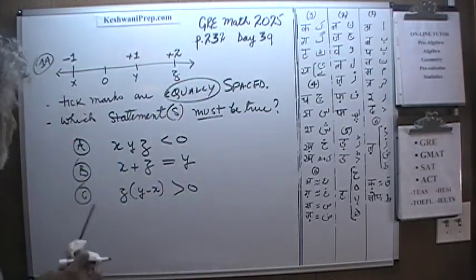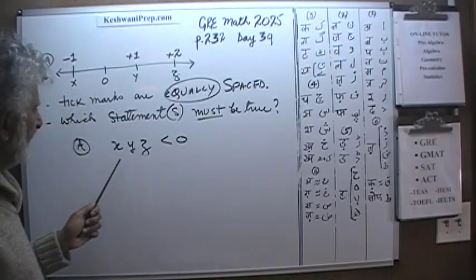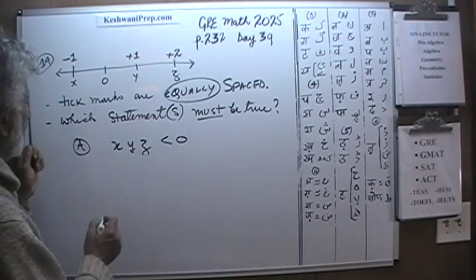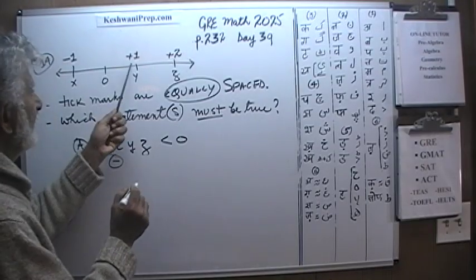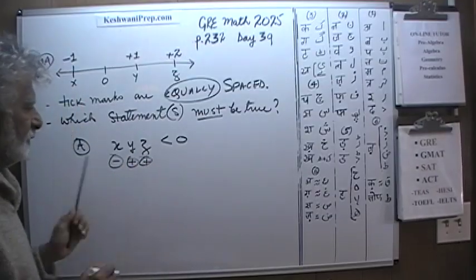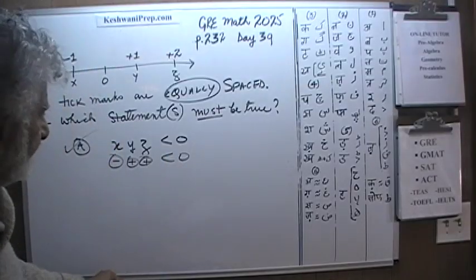Let's look at the first statement. The first statement tells us that the product of these 3 is negative. Well, x is negative, y is positive, and z is positive. There we go. A negative times positive will have to be negative. That is correct.